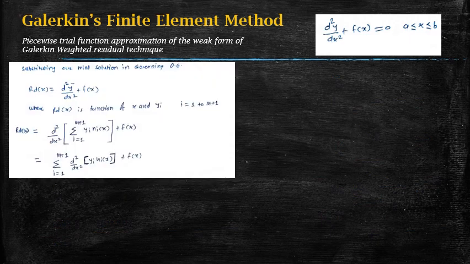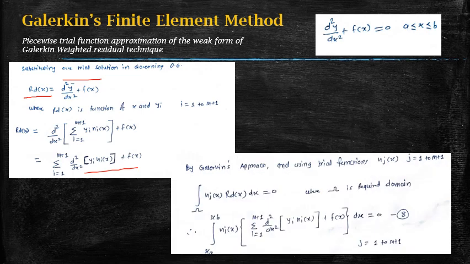Now we will substitute this y bar into our governing differential equation, and then we will get the residual. This is Rd of x, given by d2 y bar by dx square plus f of x. So upon substitution, this Rd of x is like this. We can calculate Rd of x, and it comes to be this much.